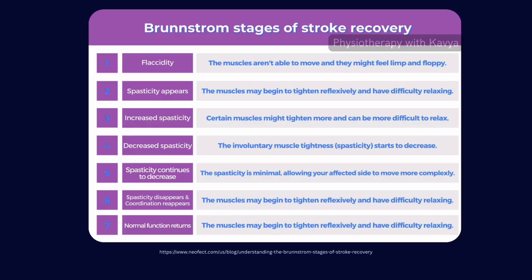Here is another table, although it's the same thing, but the terms here are a bit more layman. For example, the first one, flaccidity. The muscles aren't able to move and they might feel limp and floppy. So you get the idea. And here, the seventh stage, normal function returns, is also described. Although it doesn't necessarily happen, we can expect near normal function to return by stage 6.